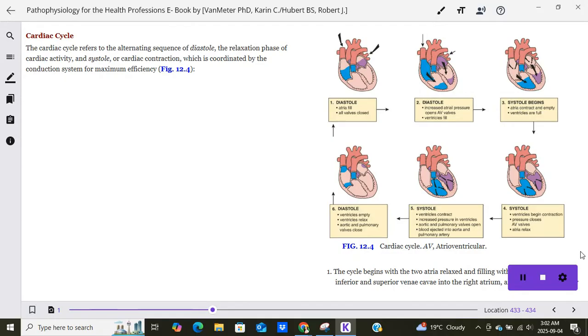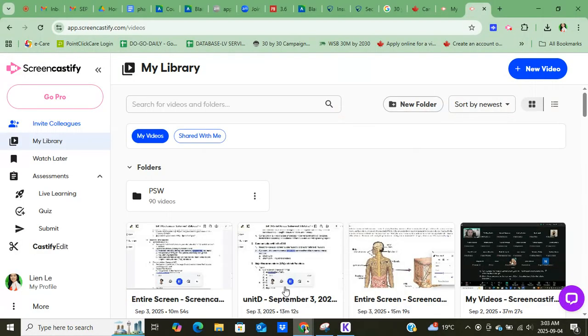In the second row, right to left: 4, systole continues with ventricles contracting and AV valves closing; 5, systole with increased ventricular pressure, opening aortic and pulmonary valves, blood ejected; and 6, diastole again with ventricles emptying and valves closed. The direction of the cyclic process is shown by arrows from 1 to 6.